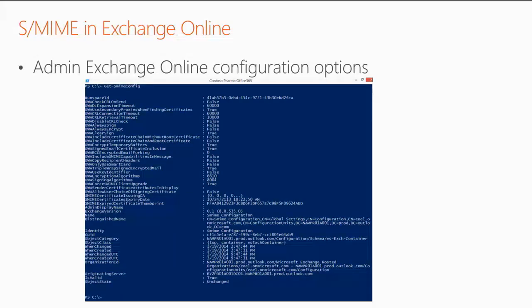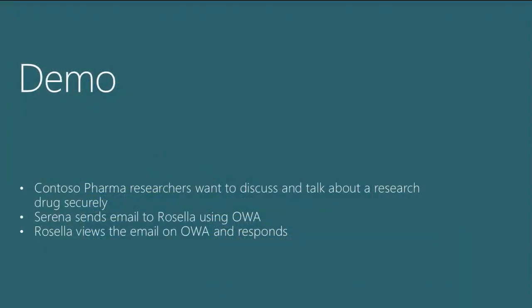So with that said, we'll actually go into an S-MIME demo. I've already set up my machine to have the certificates and everything ready. So we're going back to Contoso Pharma. We have Serena, who's going to be sending mail to her manager, who is Rosella, using OWA, and Rosella is going to respond to that message.